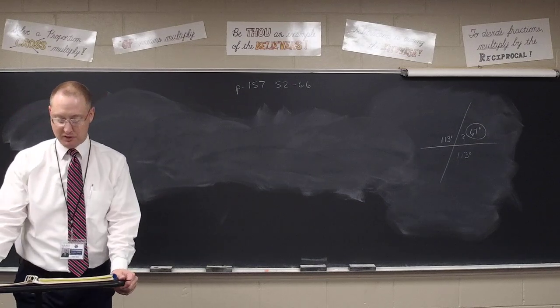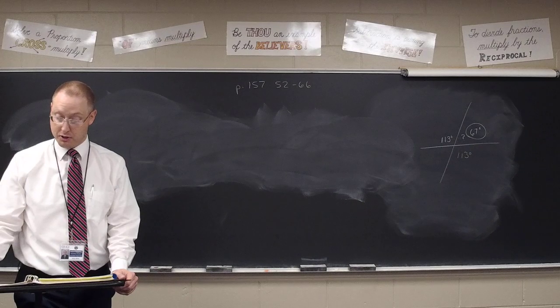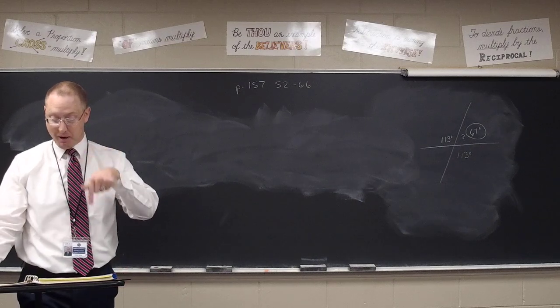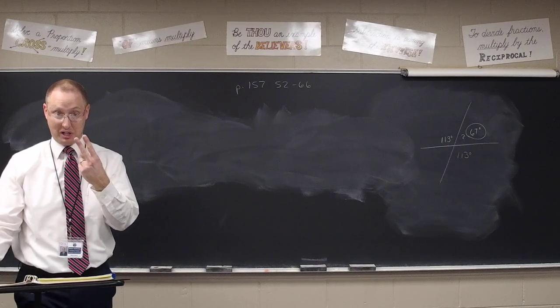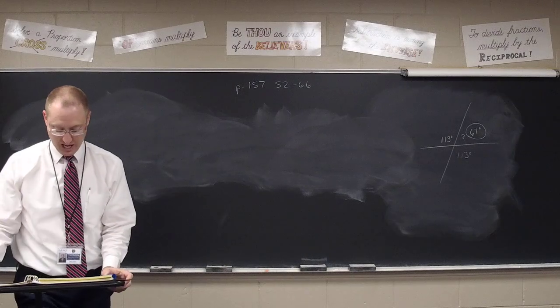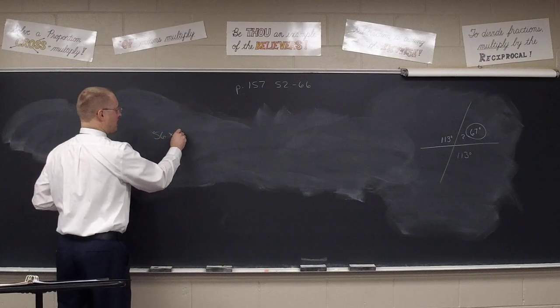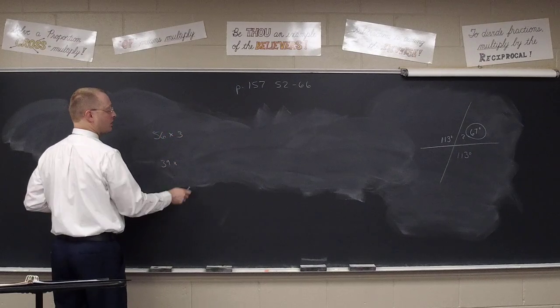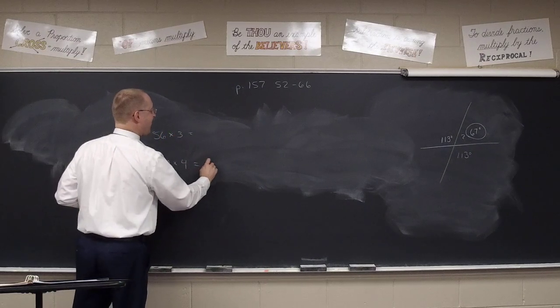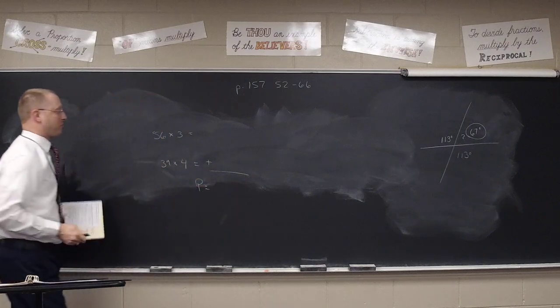How many of the sides are 56 inches, class? 3. The one at the bottom is 56 also. Notice it also has 2 tick marks or hash marks on it. How many sides are 39 inches? 4. So we should multiply 56 times 3. We should multiply 39 times 4. And then whatever we get, add those together to get the perimeter.